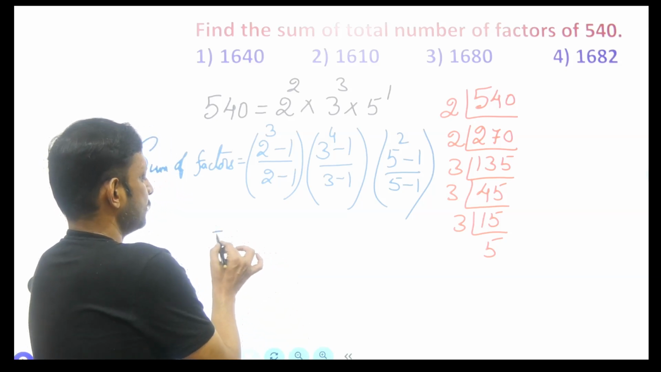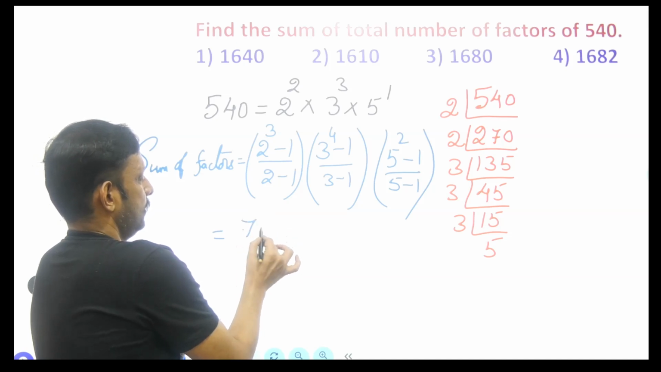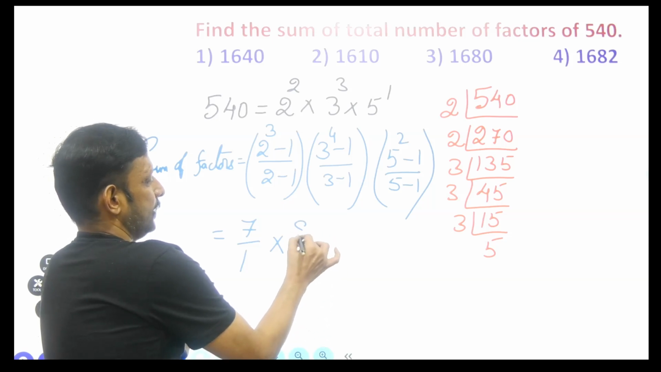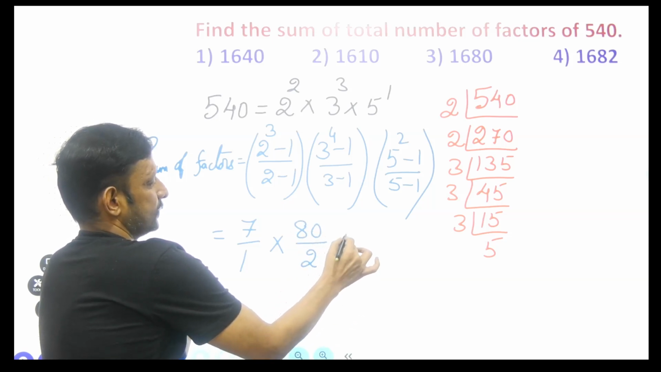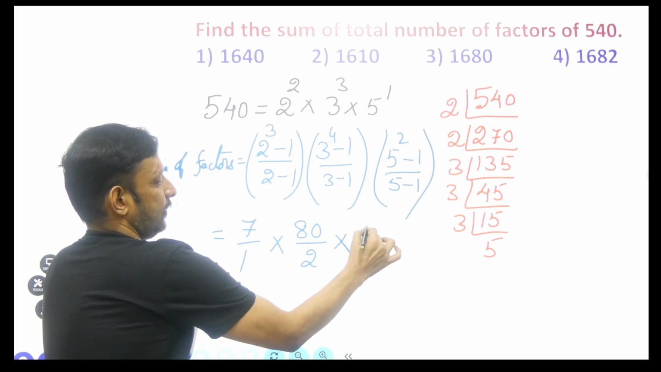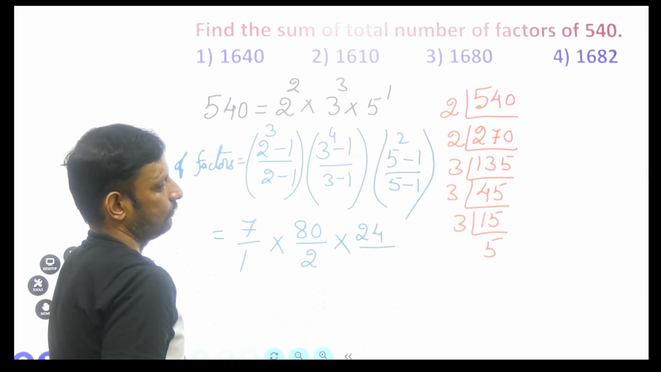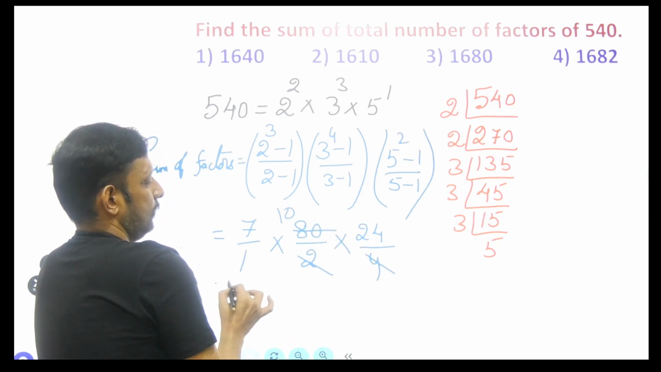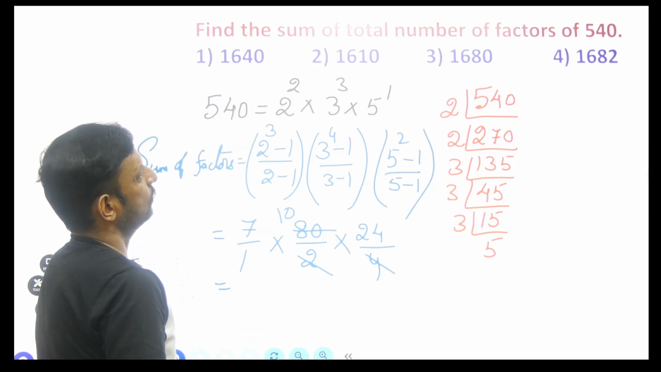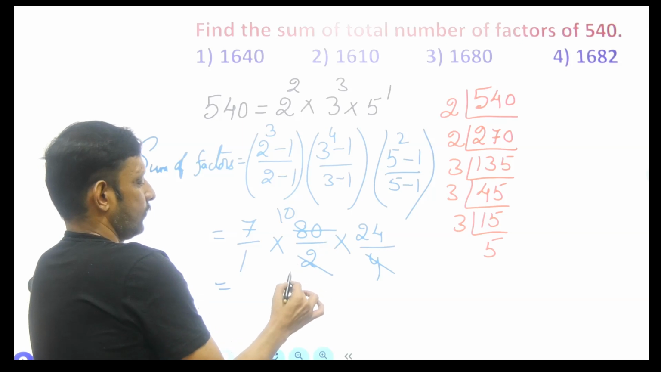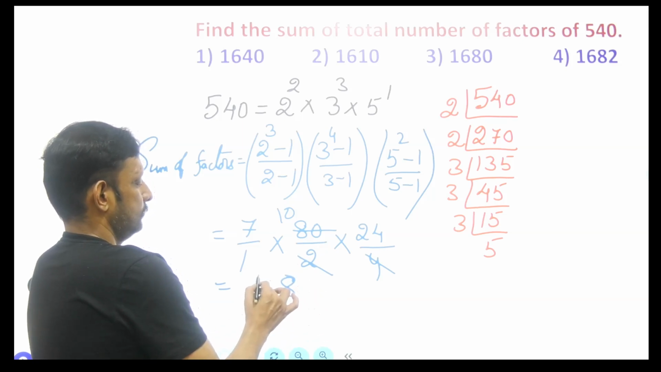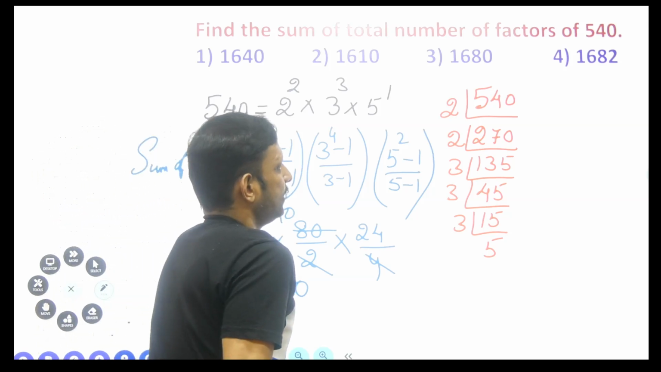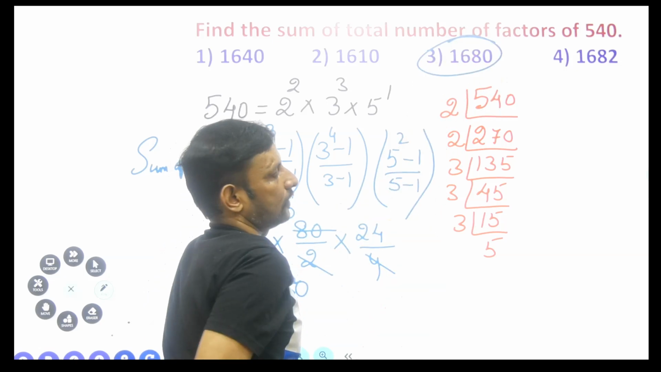Now coming to the simplification part, 2 cube is 8, minus 1 is 7, by 2 minus 1 is 1. 3 power 4 is 81, minus 1 is 80, by 3 minus 1 is 2. 25 minus 1 is 24 by 5 minus 1 is 4. 4 2s are 8, 10. So 7 into 10 into 24, 7 4s are 28, 2 carry, 1680 is clearly given in the third option.